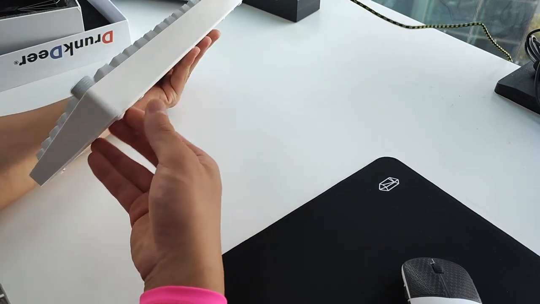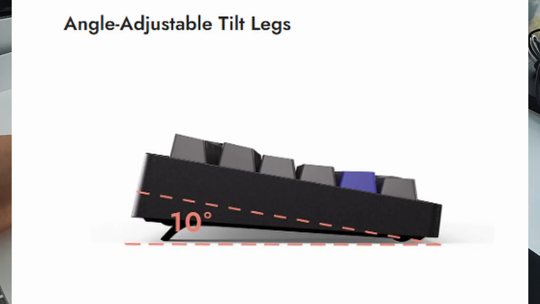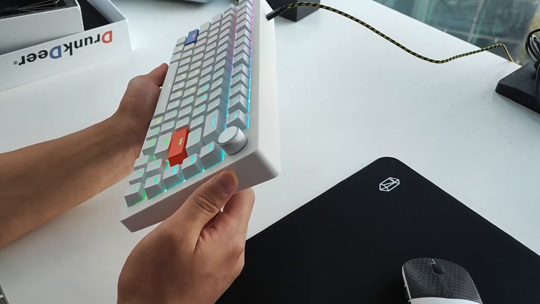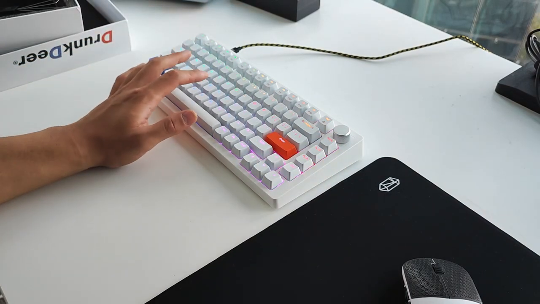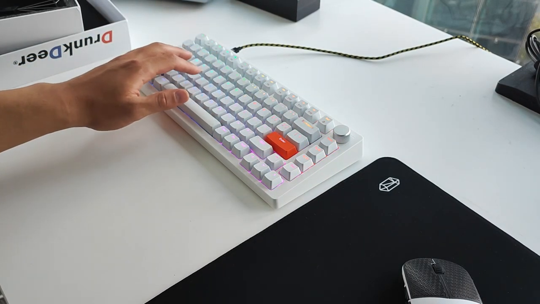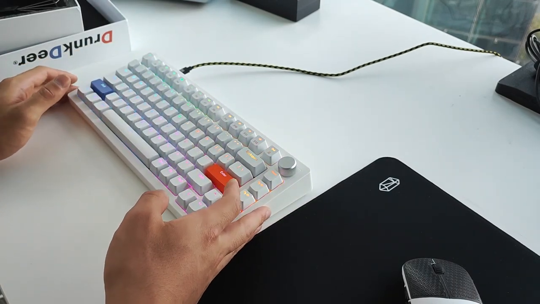The tilt angle, if you flip the little feet on the bottom, is 10 degrees. That's really steep, right? This is a very, very steep tilted keyboard if you were to toggle those feet. Personally, I don't mind it, and I do use the tilt when I play games, but some of you might find this a little bit difficult to adjust, just something to be aware of.